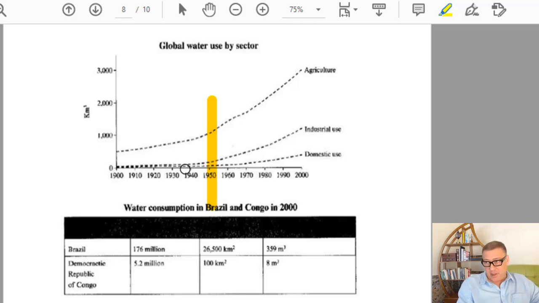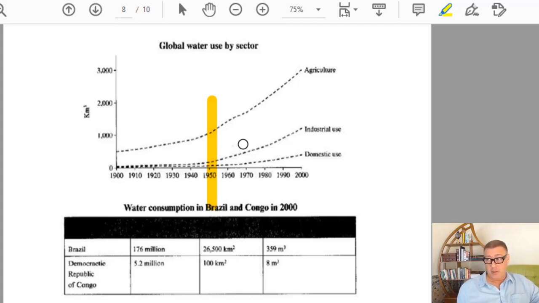Here, it's really difficult to say. I mean, it looks like industrial use and domestic use started out around the same, which is around zero, but it's definitely not zero. So we're just going to call that minimal use during this period. And then in the second half of the 20th century, there was a sharper increase in water for all purposes. Agricultural, for example, increased from around 1,000 cubic kilometers in 1950 to around 3,000 in the year 2000.